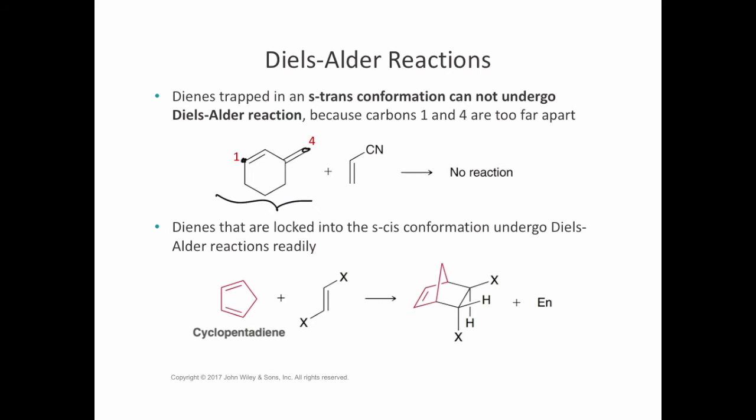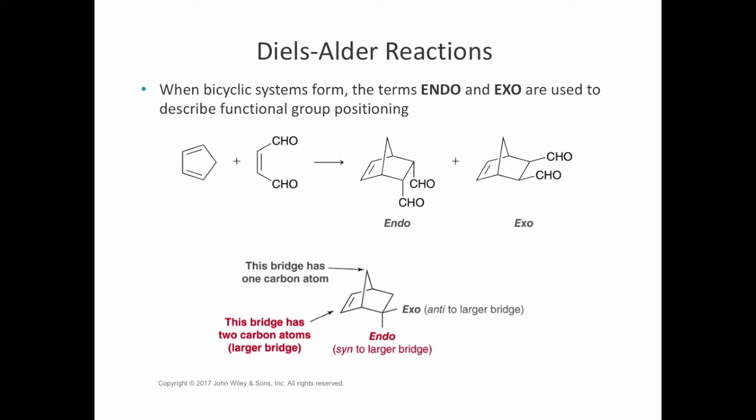Conversely, dienes that are locked into the S-cis conformation, such as cyclopentadiene, they're locked in a ring, undergo Diels Alder reactions readily. Now in this case, if you start with a cyclic diene, notice what happens to that carbon. It gets pushed up and you have what's called a bridged product. And then one further nuance is that if you're making bicyclic products, there are terms endo and exo that are used to describe the positioning of these groups in the product.